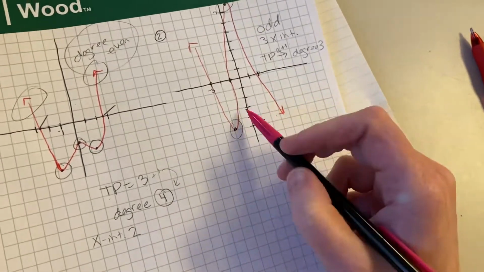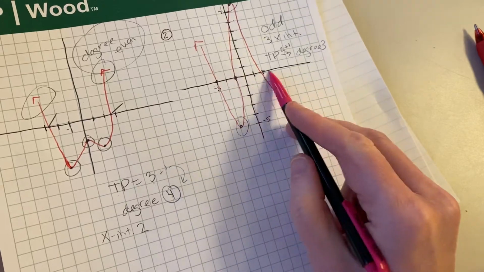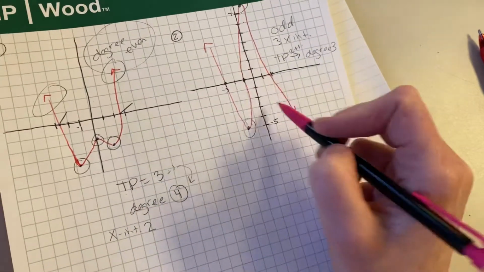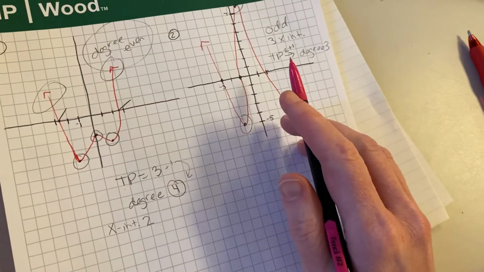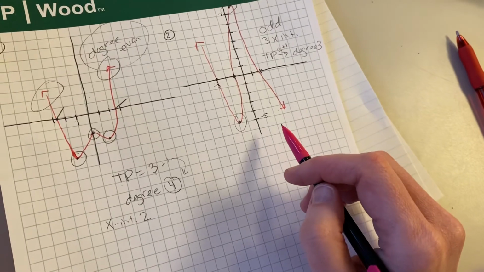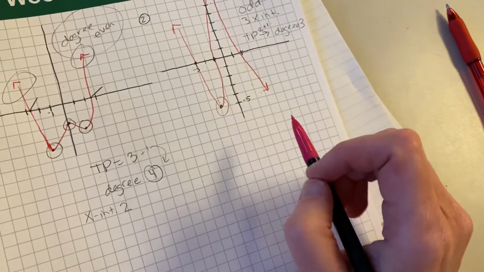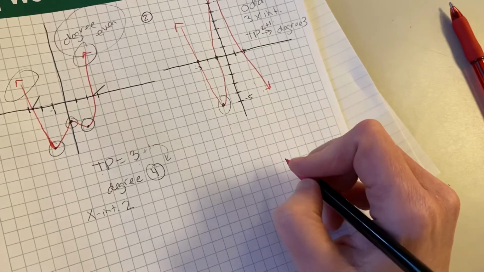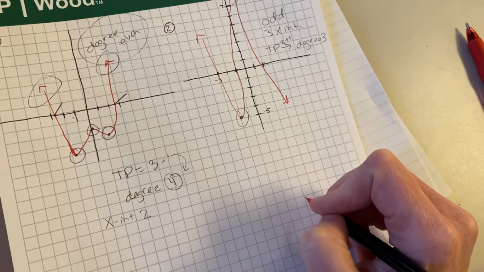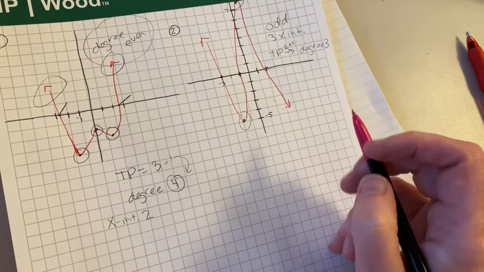We have 1, 2 turning points. We have 1, 2, 3 x-intercepts. They're going in different directions. Oh, also, it looks like it might be flipped. If it's flipped, remember it's a negative in front of the coefficient. We really can't tell that, but I think it's flipped.